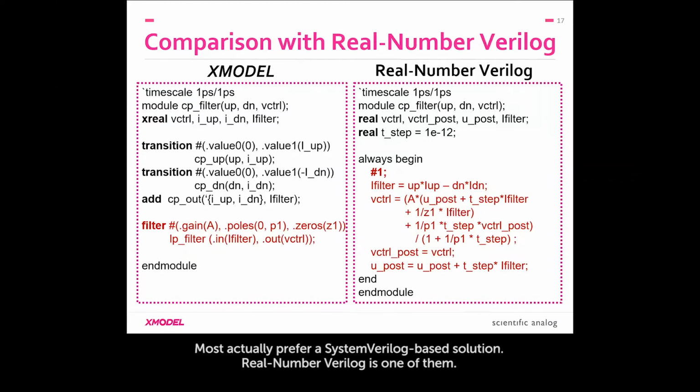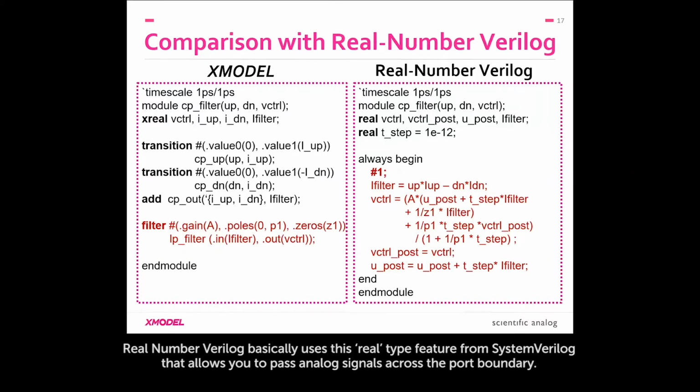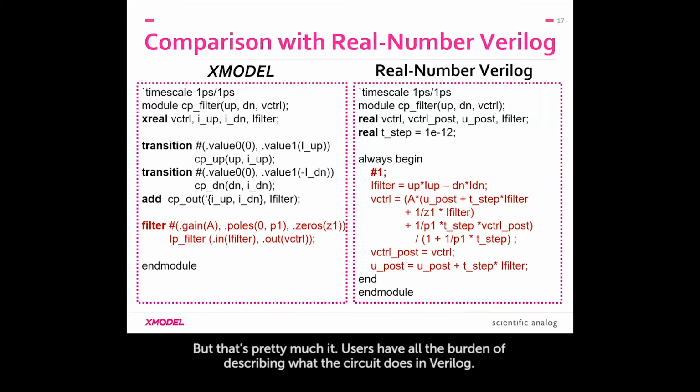Real number Verilog is one of them. Let me give you a brief idea of what real number Verilog is. Real number Verilog basically uses this real-time feature from SystemVerilog that allows you to pass analog signals across the port boundary. But that's pretty much it. Users have all the burden of describing what the circuit does in Verilog.